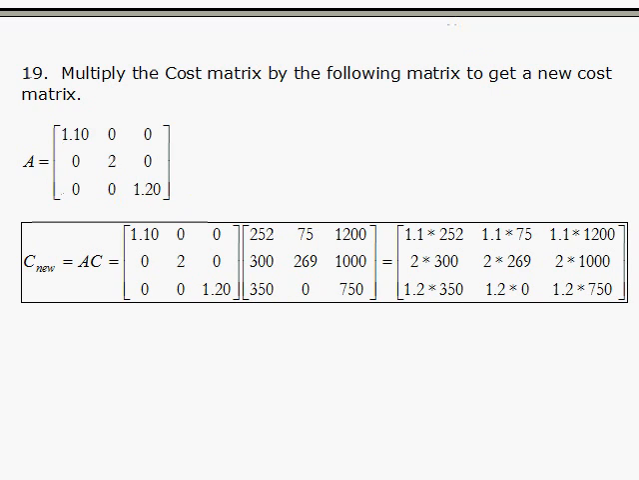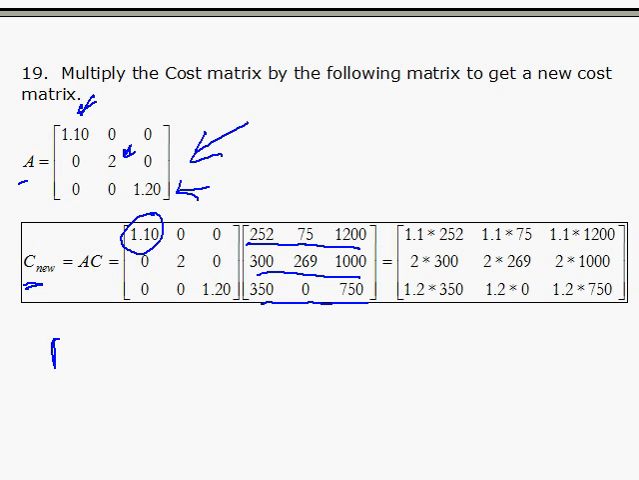Now you're given a matrix showing the change in costs. In this case, there's a 10% increase here, a doubling here, and a 20% increase here. And you're to multiply the cost matrix by this matrix to see what the new costs will be. So you can work out that multiplication. You find that 1.1 will actually multiply only the first row, the 2 only goes onto the second row, and the 1.2 only goes onto the third row.